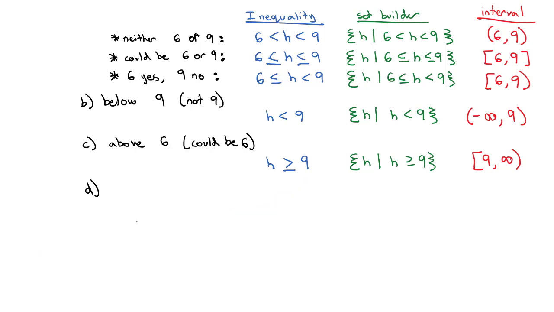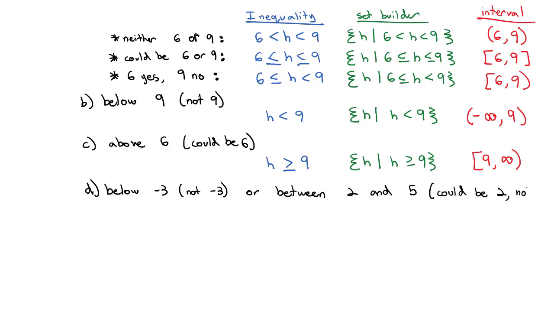And we could really mix this up and combine several inequalities together. Let's try saying below negative 3, but not negative 3. Or between 2 and 5. And when we say between 2 and 5, we're going to say it could be 2, but not 5.